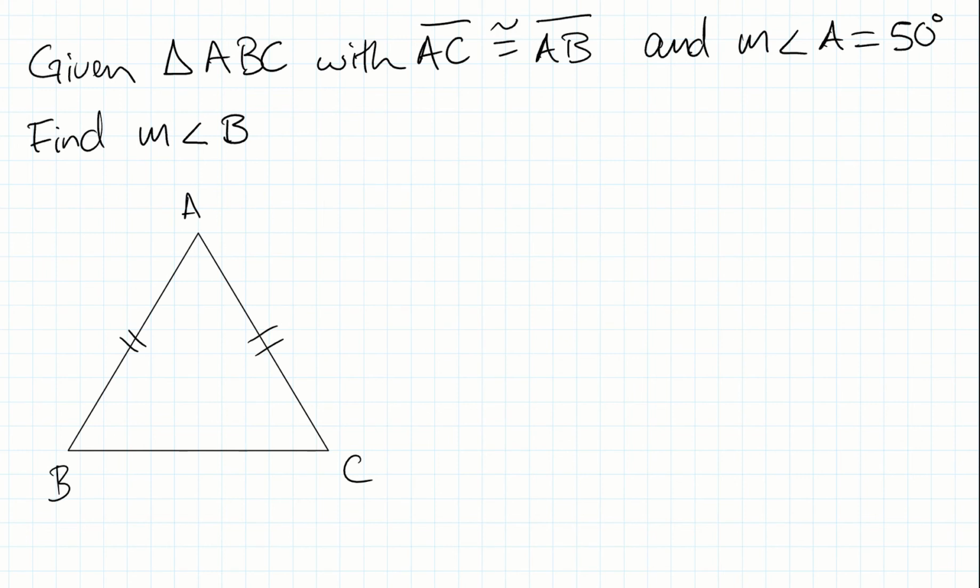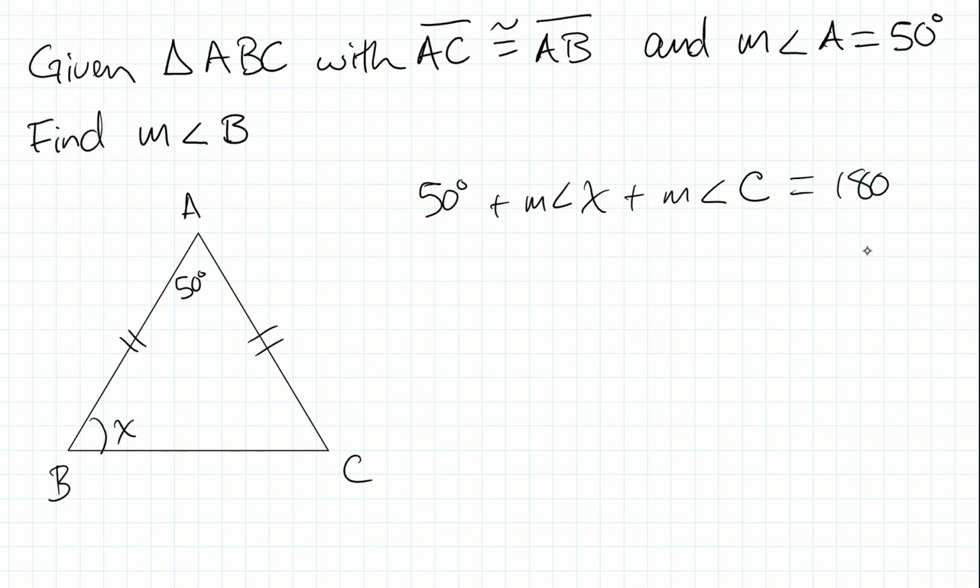And I'm also told that the measure of angle A is 50 degrees. The question is, what is the measurement of angle B? I'm asked to find that. Well, I do know that if I'm labeling that one X, if I take 50 degrees and I add to that the measure of angle X, and I add to that the measure of the angle at vertex C, right, I get 180 degrees. My problem is I don't know enough about these two angles.